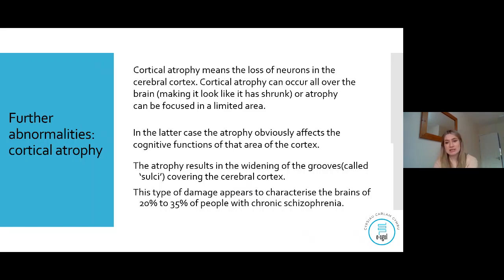And that type of damage can appear to characterise the brains of 20 to 35% of people with chronic schizophrenia. Again, emphasis on the word chronic. So again, this is a considerable amount of people that may have cortical atrophy in an area of their brain that can really impact on their cognitive function. Okay, so that's your second area with this.